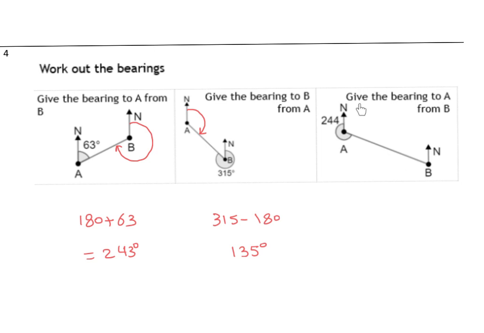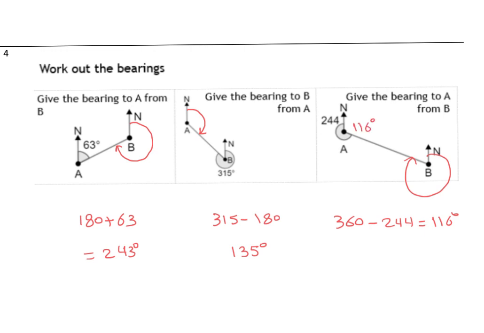This one. Give the bearing to A from B. I need bearing A from B. So start from the north, move clockwise. I need that bearing. Will you reach A? Yes, how to find this bearing, Afifa? We can find the angle 360 minus 244 first. Yes, 360 minus 244 equals 116. So this angle is 116.